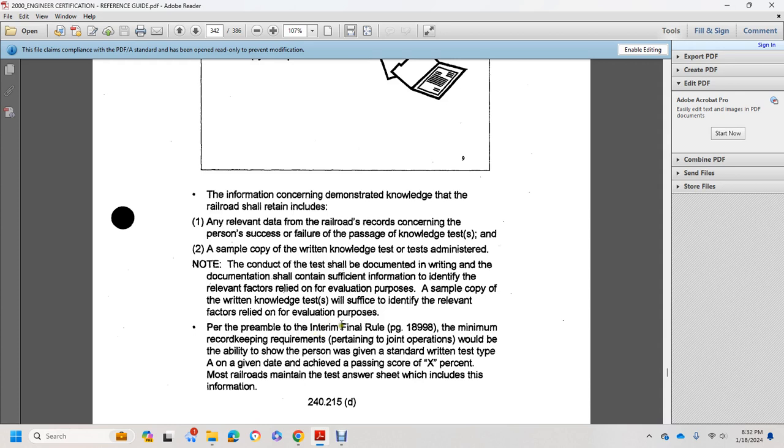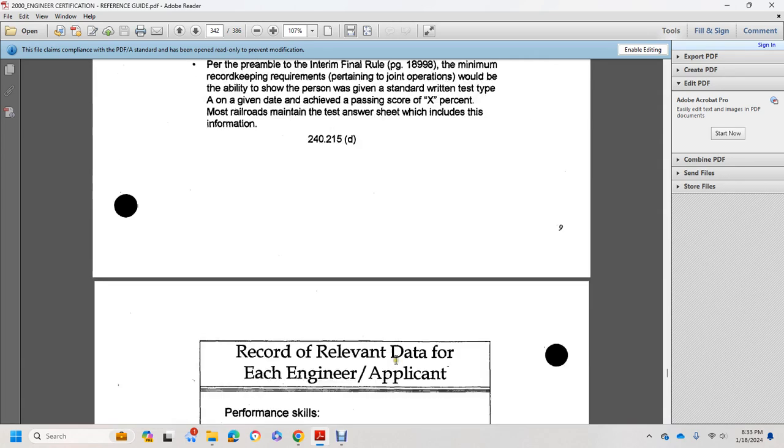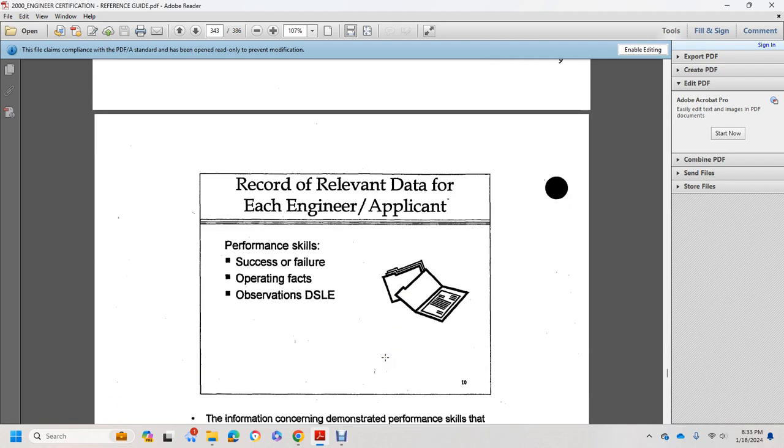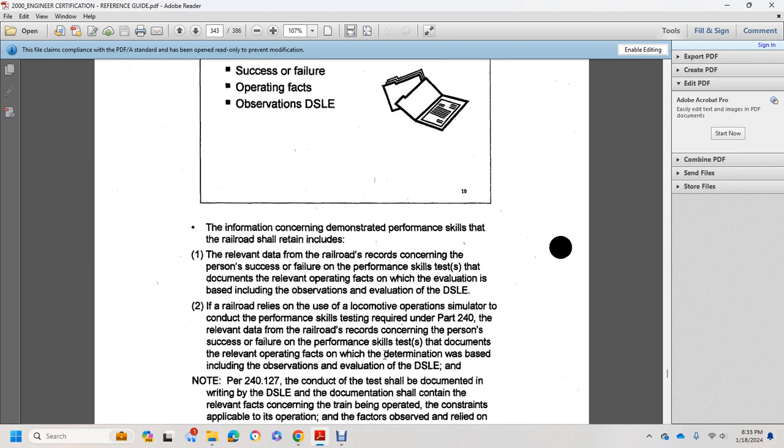The preamble of the interim final rule, Rule 1899-8, says that with minimum record keeping, a competent joint operation would be able to show that the person was given the written test for the type of operation on a given date, achieving a passing score of X%. Most railroads maintain a test answer sheet which includes this information. Performance skills: success, failure, observation, operating facts, and observation of the designated supervisor of locomotive engineers.